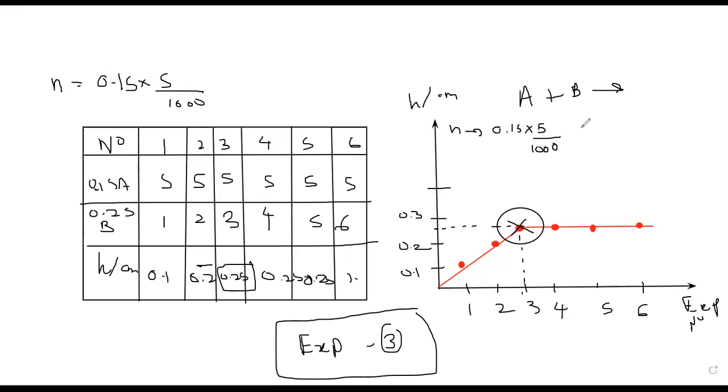And B, reacted moles at the third experiment, volume is 3 milliliters. Concentration 0.25 times volume, 3 divided by 1000. Now you can take the ratio. 1000 cancels off.